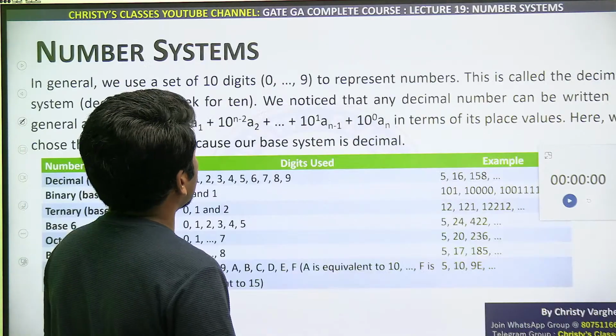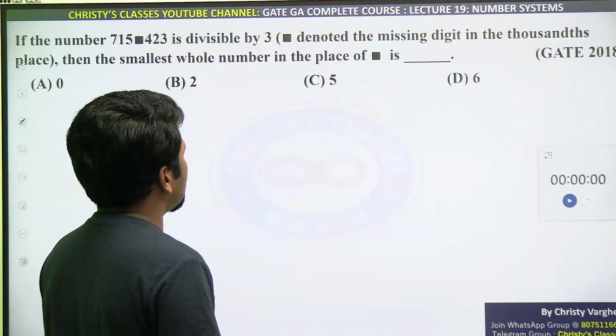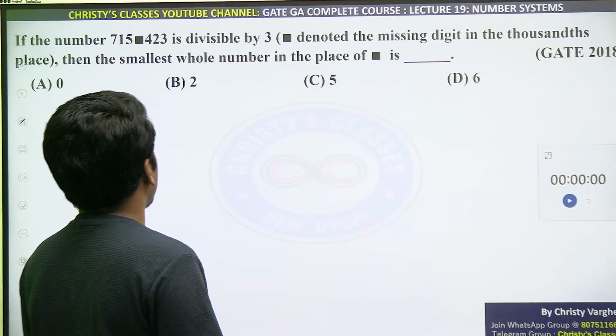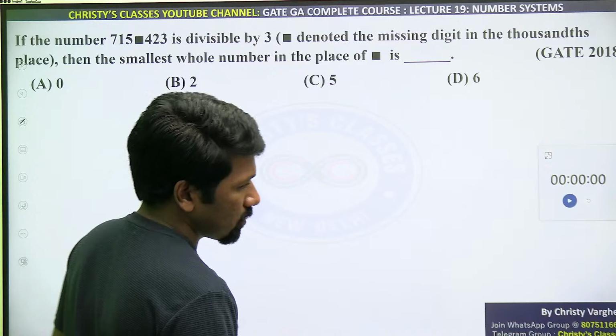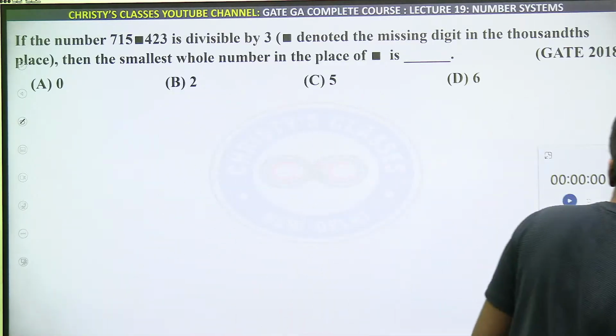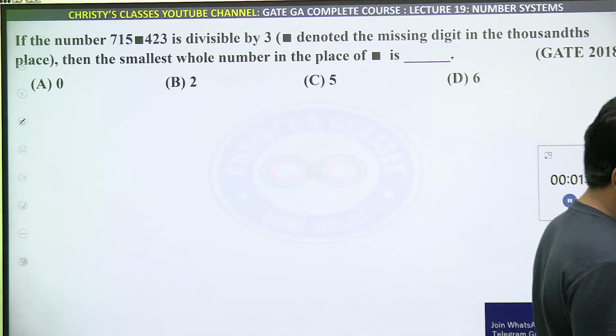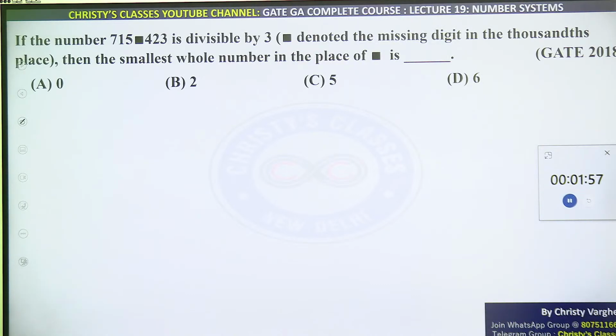So one time GATE exam, they have directly asked this test of divisibility idea. 2018 GATE exam problem. All of you try this. Super easy question. 2 minutes to try. All of you try it and check how much time you are taking to finish also.